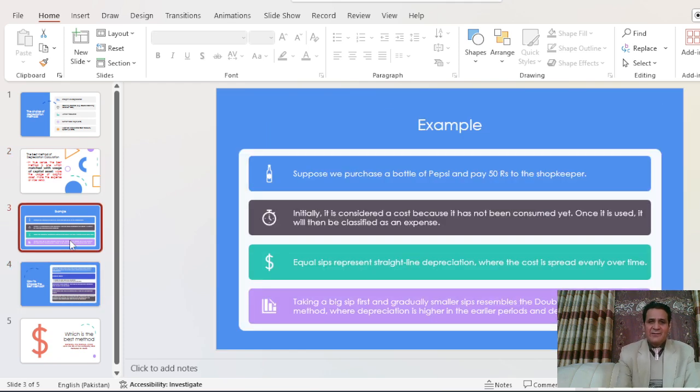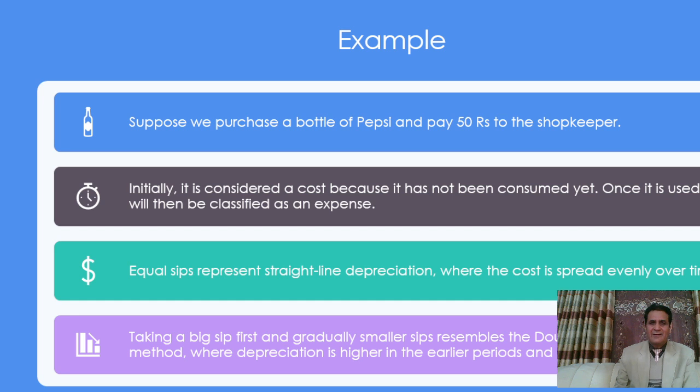For example, we purchase a bottle of Pepsi and pay 50 rupees to the shopkeeper. Is it cost or is it expense? Certainly it is cost. It is not expense because the bottle is in your hand. When you use that bottle, it becomes expense. You take the first sip, some cost becomes expense. You take the second sip, yet another cost becomes expense. And you take the last sip, and the whole bottle and all costs are converted into expense.